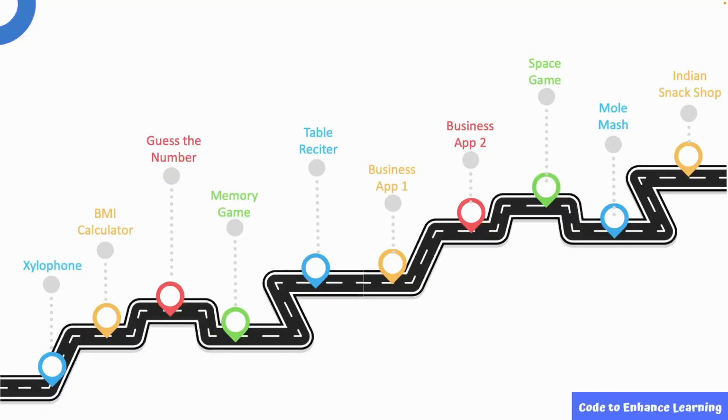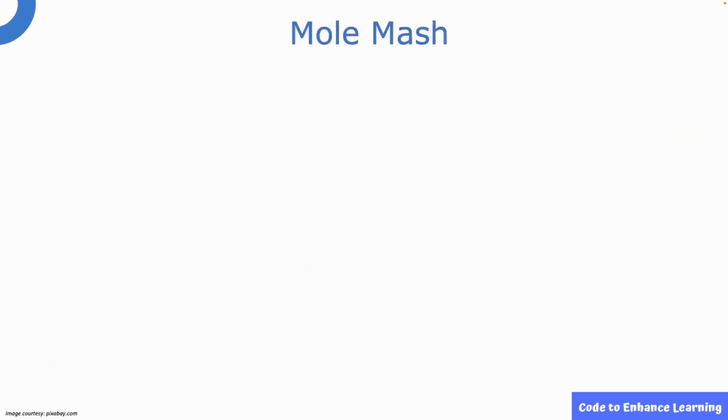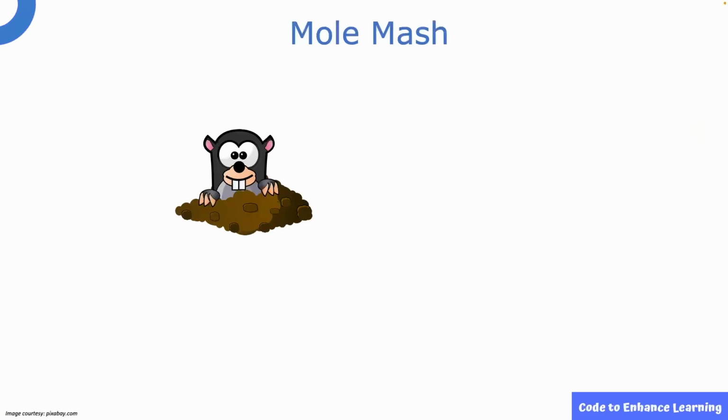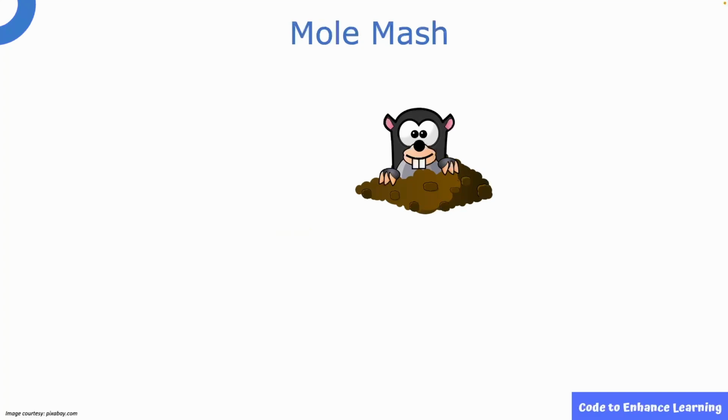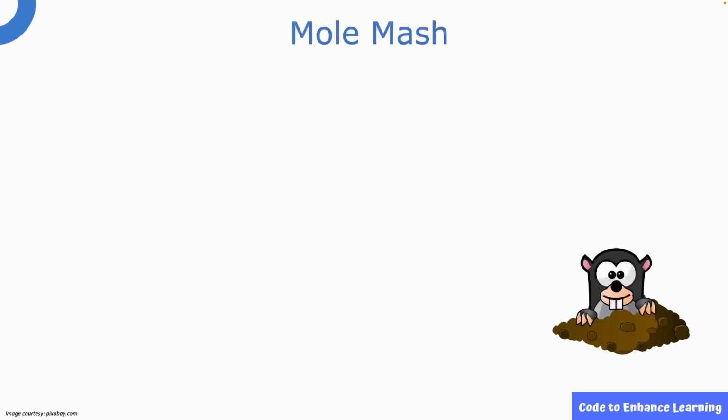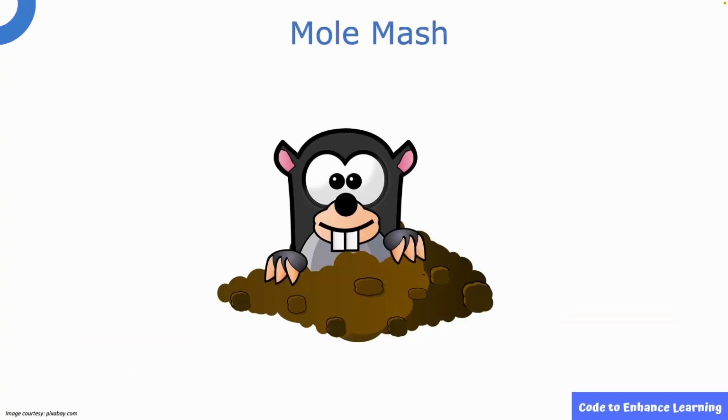Welcome to the 9th episode of the series, Mole Mash. In the last episode, we learned how to build a complete space game. We have iterated a number of times that games are fun and they have cognitive benefits too. Mole Mash is a simple game in which a mole jumps randomly around the screen and you try to touch it to get points. Build this game and learn how to add timing and randomness in your apps.